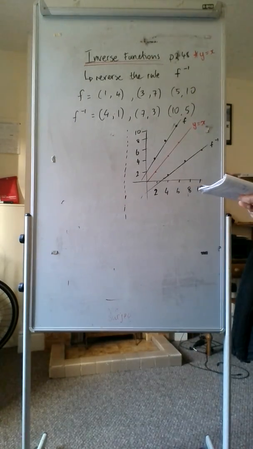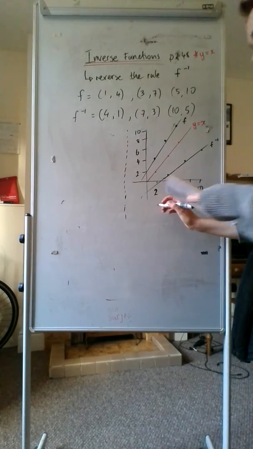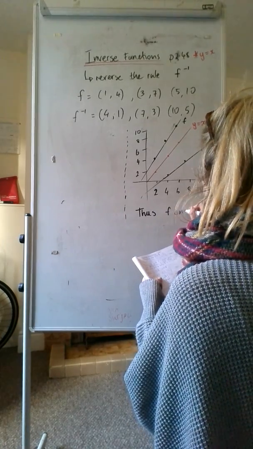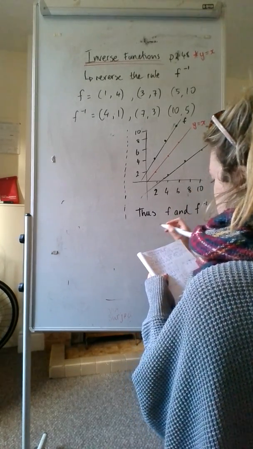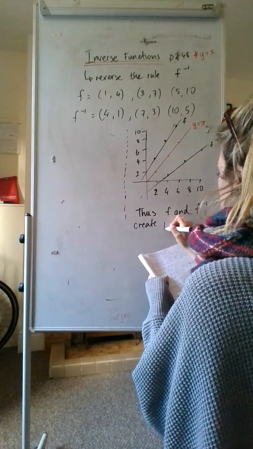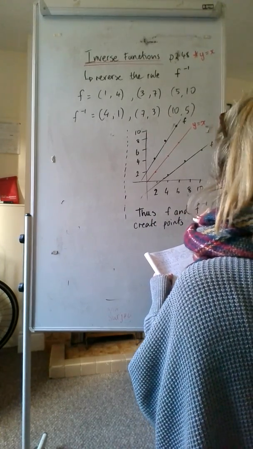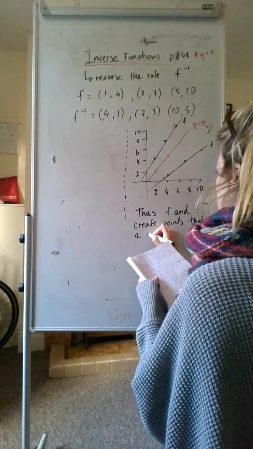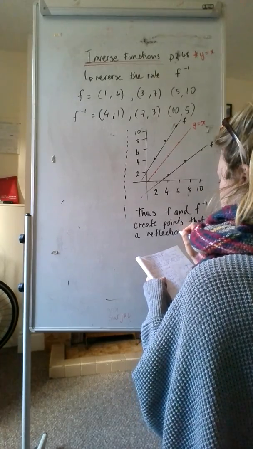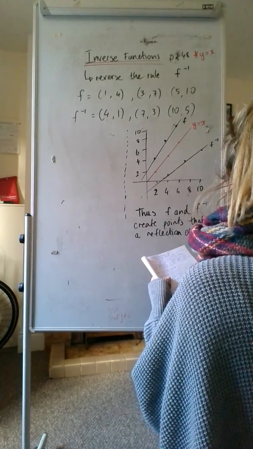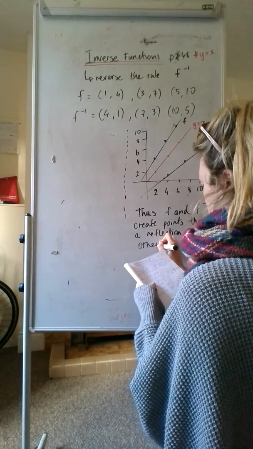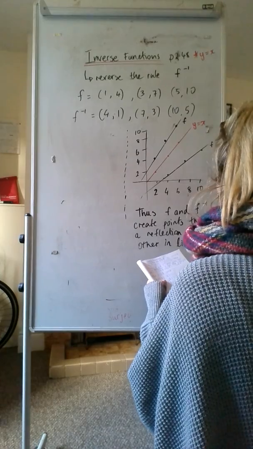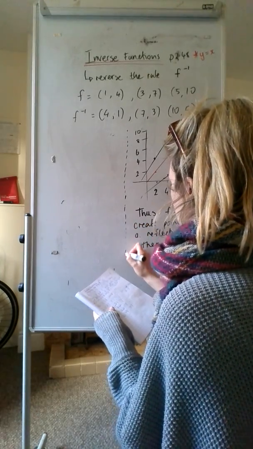Okay, what I'll do is I'll just write down that underneath what I've just said there. Thus, f and inverse f create points that are a reflection of each other in the line y equals x. Okay, so that's the graphical side of things.